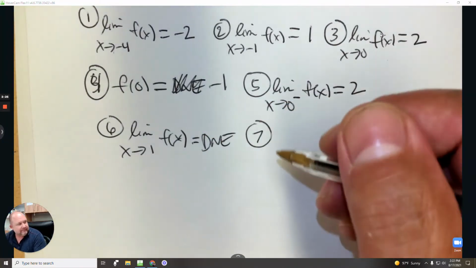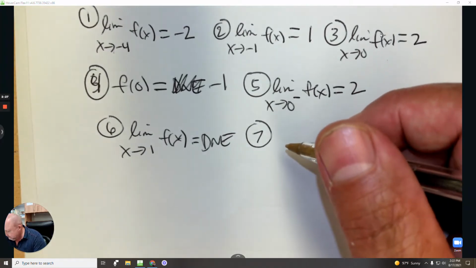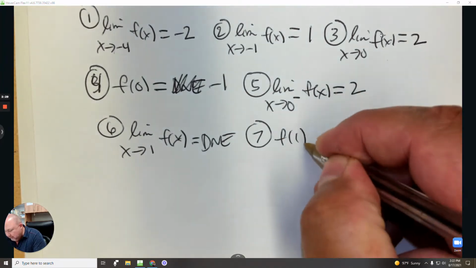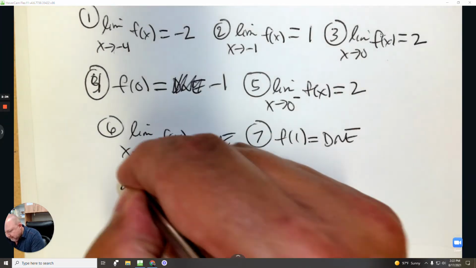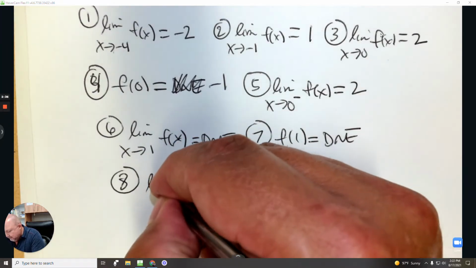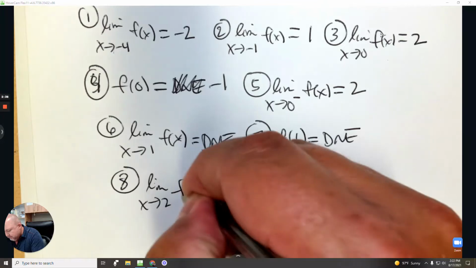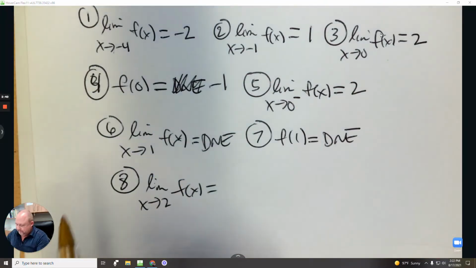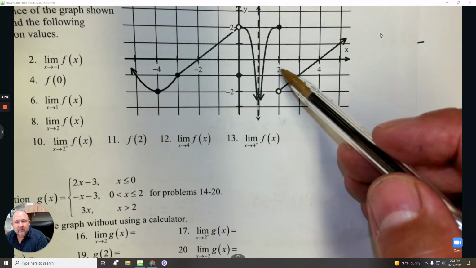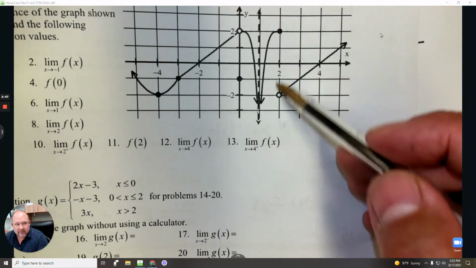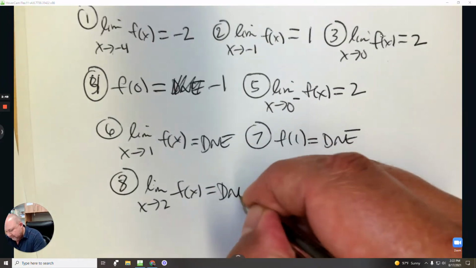Number 7. What's the function value at 1? Well, there's an asymptote, so it doesn't exist at an asymptote. Number 8. What's the limit as x approaches 2 of f at x? So the limit value, there's a jump at 2, so it doesn't exist.